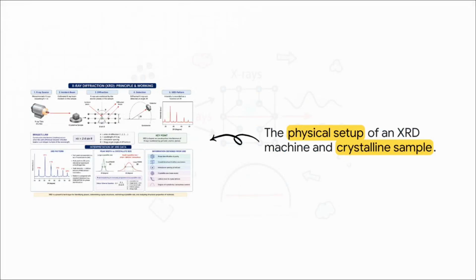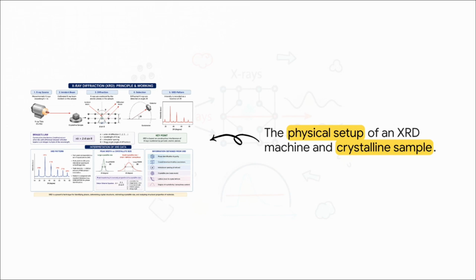Let's actually visualize this physical setup. It all starts with the X-ray tube, which very often uses copper K-alpha radiation, acting as our monochromatic X-ray source. And monochromatic just means we're using one single, highly specific wavelength. Okay, so that collimated focused incident beam travels and hits our crystalline sample. And the second it strikes the sample, those X-rays scatter off the repeating planes of atoms.